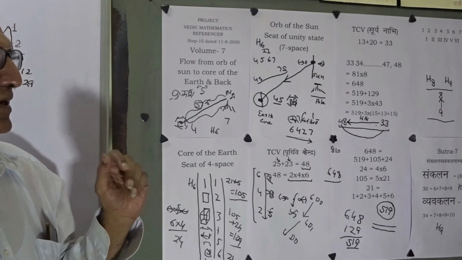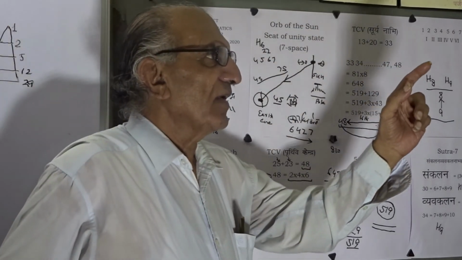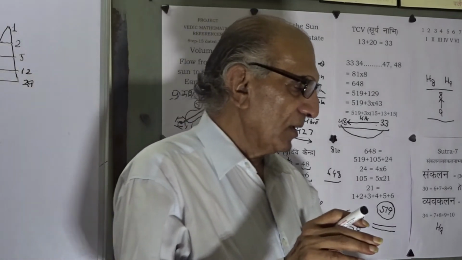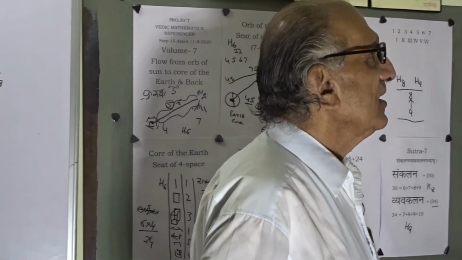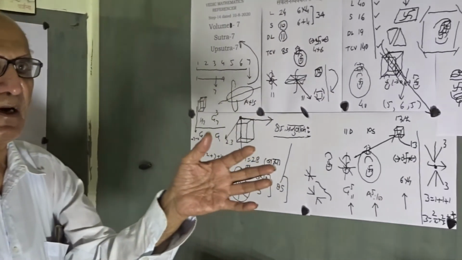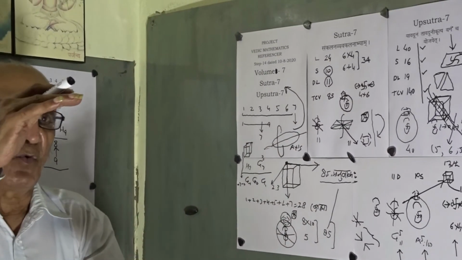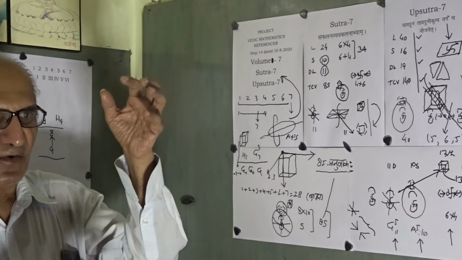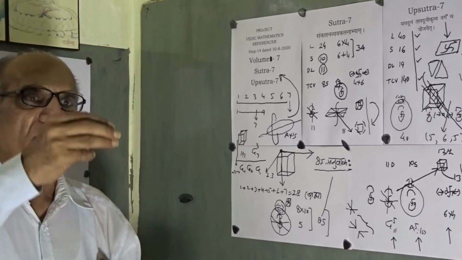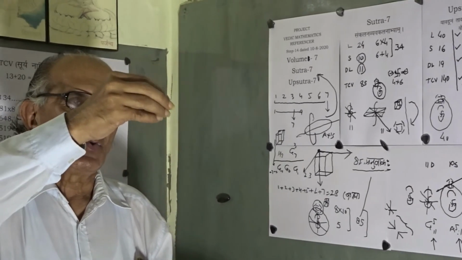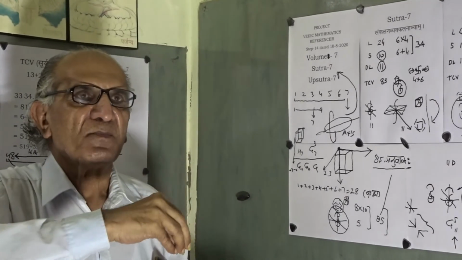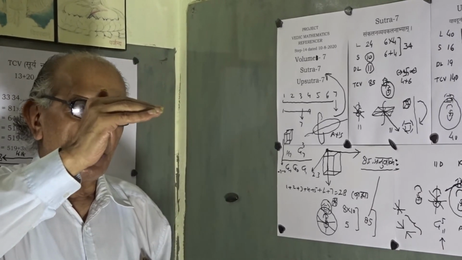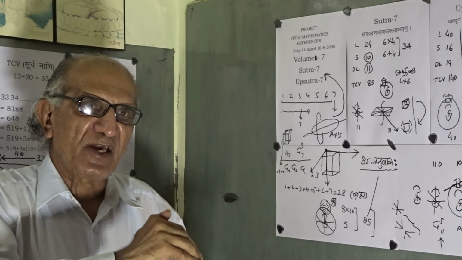Ganita Sutra 7, we have seen, is Sankalna, vyavkalna, bhyam. The simple rendering for the formulation Sankalna is addition, accumulation, compilation, having a flow within and having a collection. So it is inward flow from the orb of the sun into core of the earth.